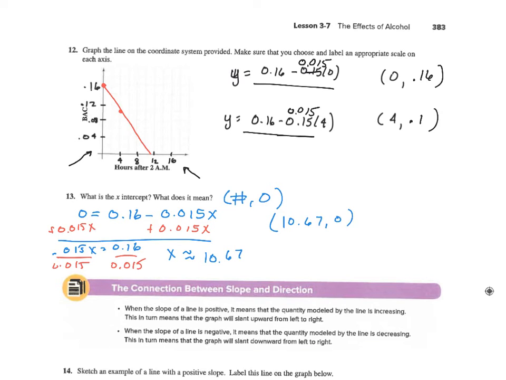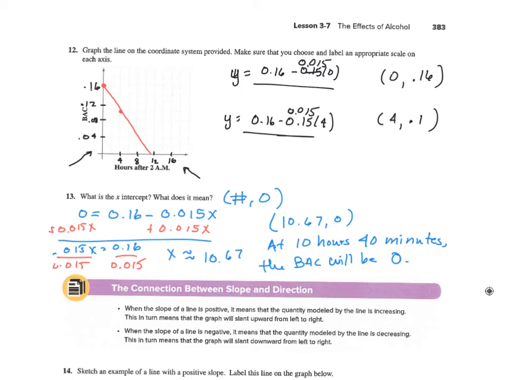What does it mean? At 10 hours, it's going to be about 40 minutes, right? 2/3 of an hour. Minutes. The blood alcohol concentration will be 0. Okay.